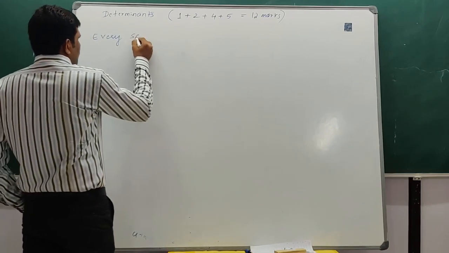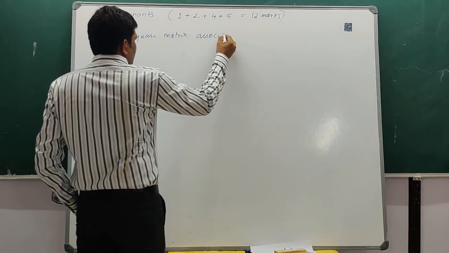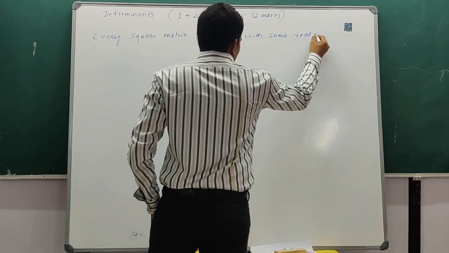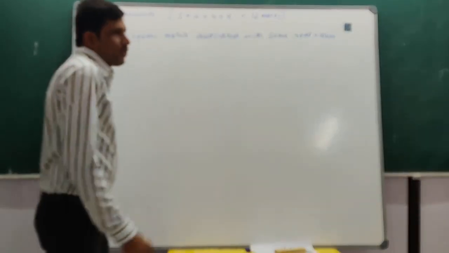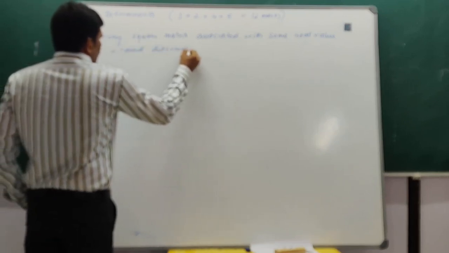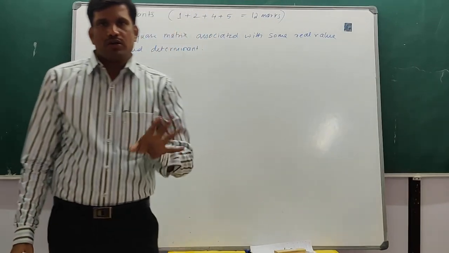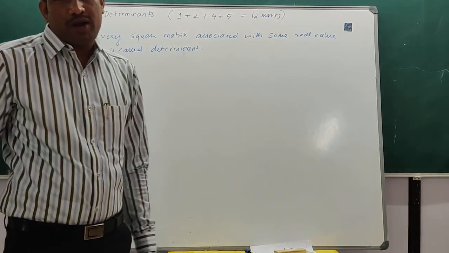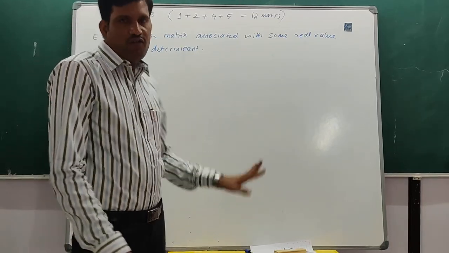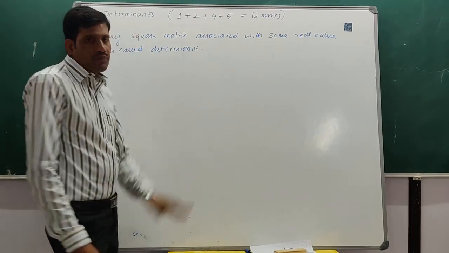So every square matrix is associated with some real value. That real value is called the determinant. For a given matrix, that real value will be the same, but for different matrices we have different real values. So the real value associated with each square matrix is called the determinant.